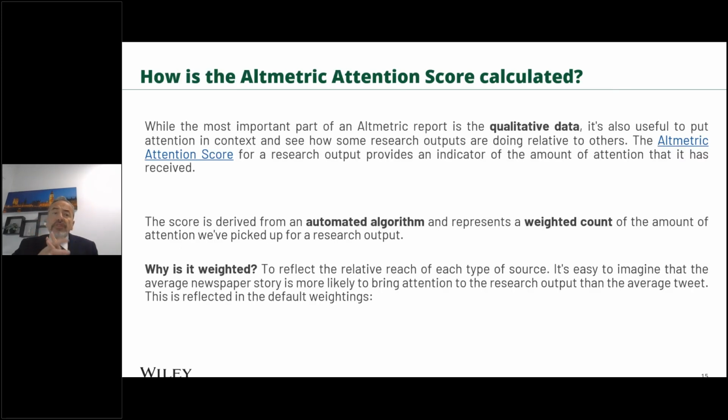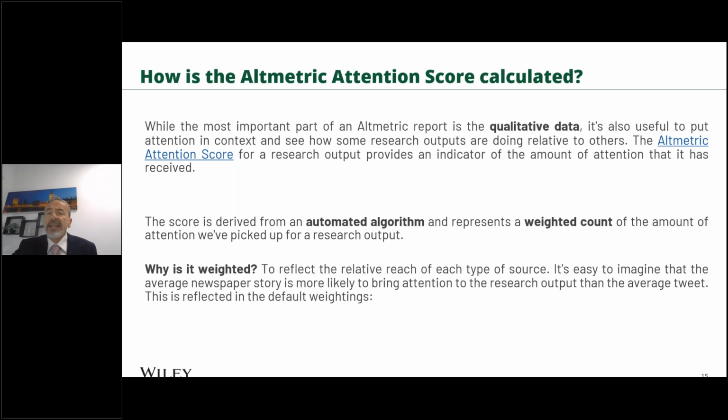Now, a few words on how the Altmetric attention score is calculated. Again, you will see it live in some examples, but how is it going to be calculated? Of course, the most important part of an Altmetric report is the qualitative data, but it's also useful to put attention in context and see how some research outputs are doing relative to others. So the Altmetric attention score, and here you have the hyperlink to the algorithm, provides an indicator of the amount of attention that a research output has received in the entire world of media. It is an automated algorithm, and this represents a weighted count of the amount of attention that we have picked up for a research output.